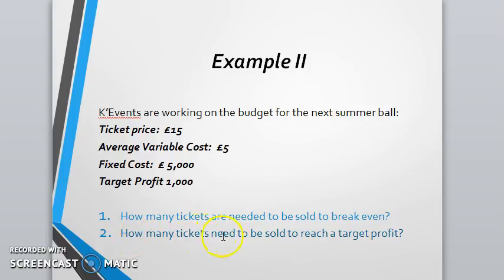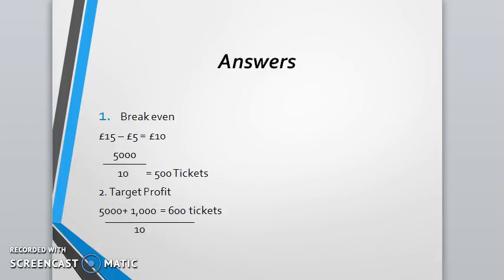Now it says how many tickets need to be sold to reach a target profit. For this one, again, you would do the fixed cost, which is 5,000, plus the target profit of 1,000, and divided by the contribution, which equals 600 tickets. I'm just going to go to the next slide and check if that's right. So again, this is a breakdown of how I got the figures and how I worked it out.